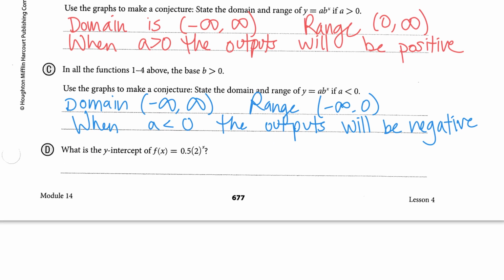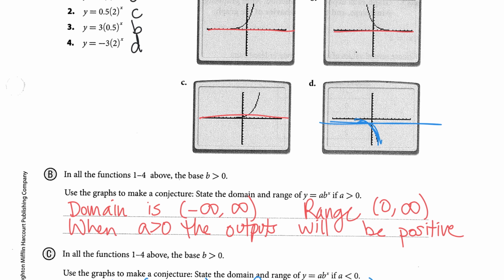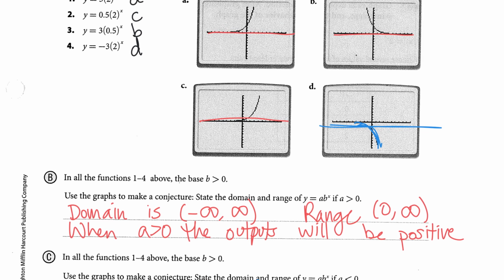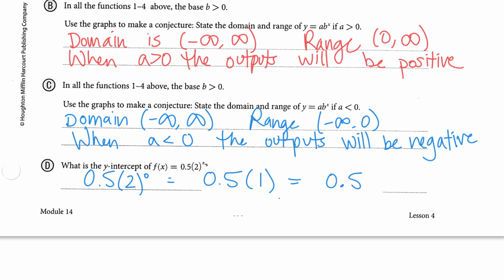What is the y-intercept of the function f of x equals 0.5 times 2 to the power of x? That is graph C. If we plug in 0, 0.5 times 2 to the 0 power is 0.5 times 1, because anything to the 0 power is 1. So the y-intercept is 0.5. Or you can write it as a point, (0, 0.5).